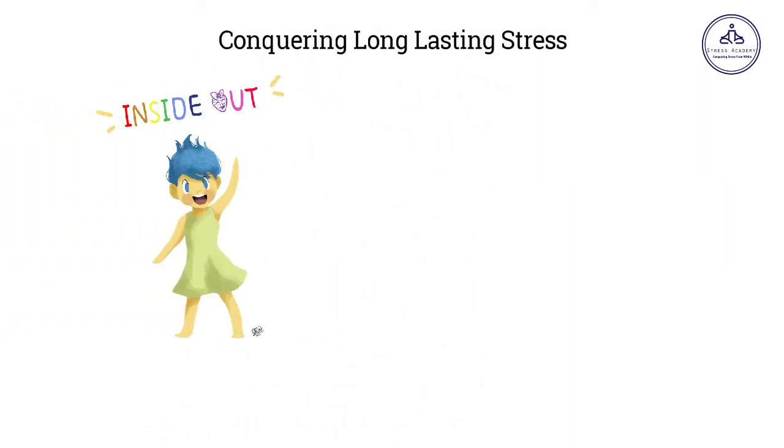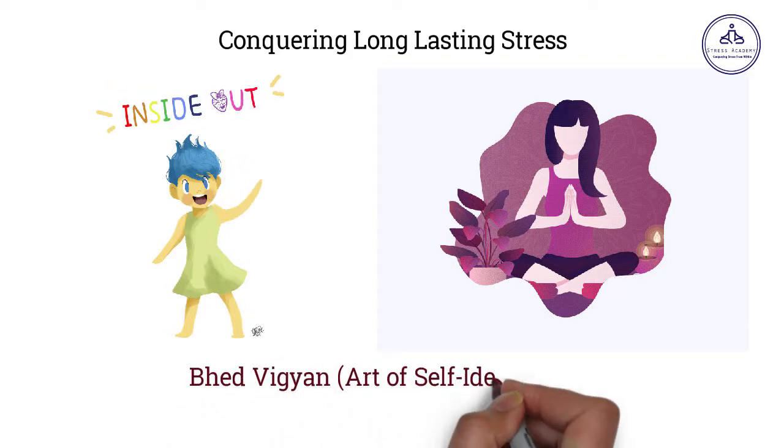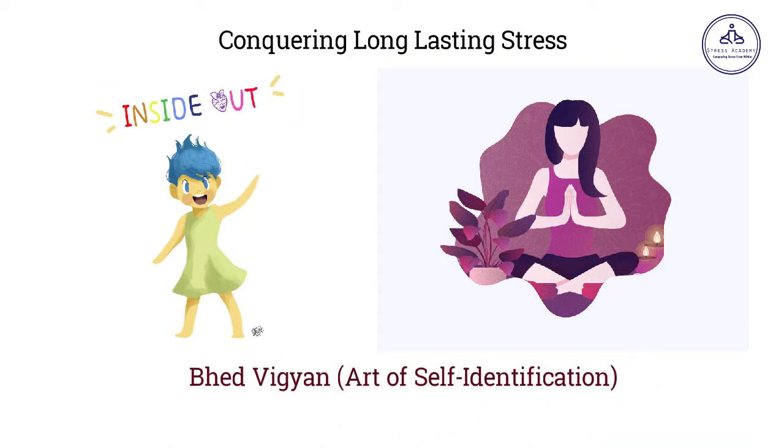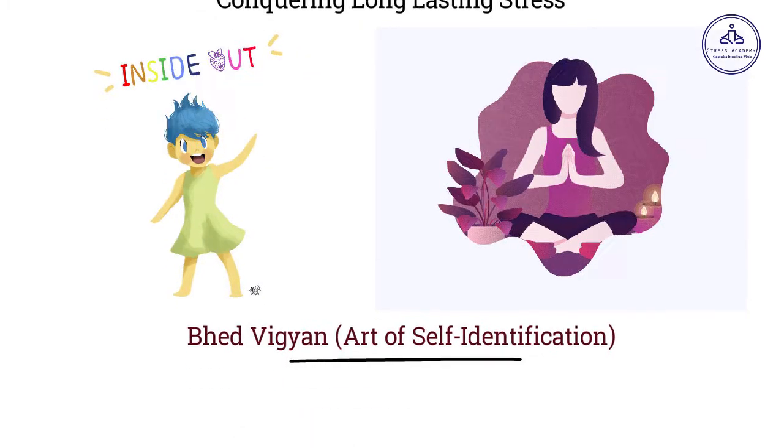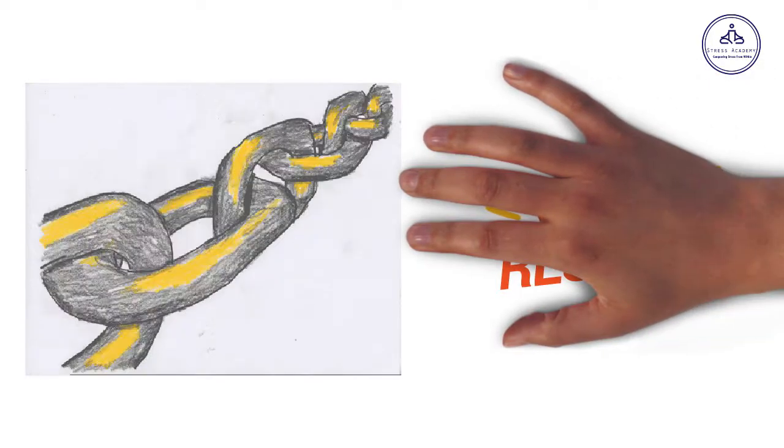By experiencing this state, we attain a firm conviction about consciousness, which is the permanent aspect of our own identity. The process to achieve this passionless state is known as Bhed Vigyan, or the art of self-identification, through which many wrong beliefs are corrected and long-lasting stress is eliminated, thus resulting in improved emotional health.